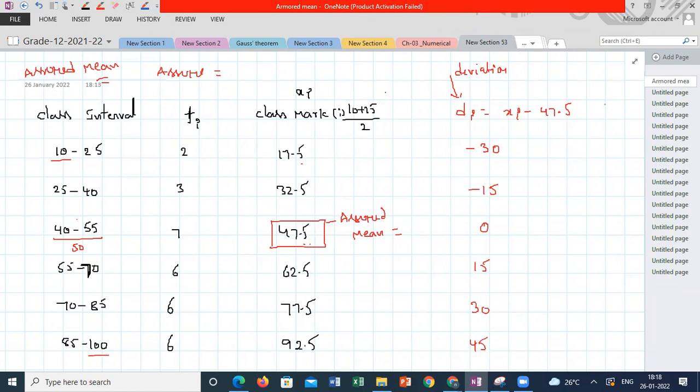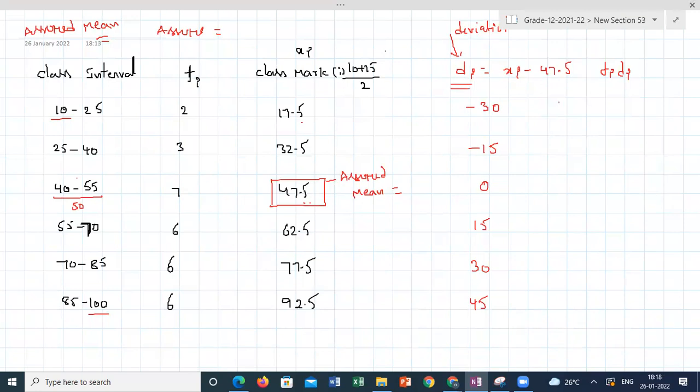Now instead of Fi Xi, you have to take Fi Di. That's it, it will be easy. This is minus 60, minus 45, 0, 90, 180, 270. Now adding sigma Fi Di, I will get 435. Adding sigma Fi, it is 30 students.